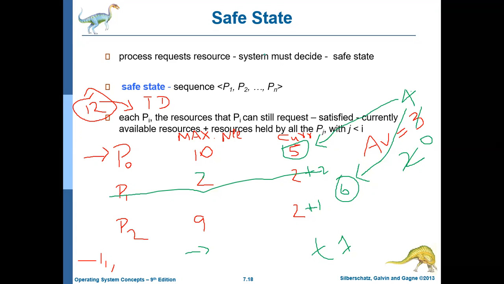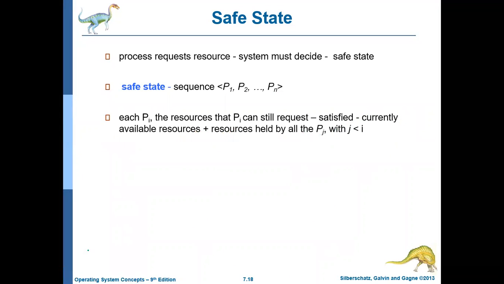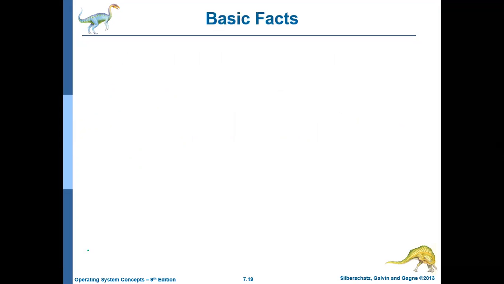So this is how we define the safe state. A state is said to be safe if there exists a sequence P1, P2, ..., Pn such that for each Pi, the request that will be made in the future can be satisfied with the current available resources plus the resources held by Pj where j is less than i. So this is how safe sequence is defined. I think you got the point, right?